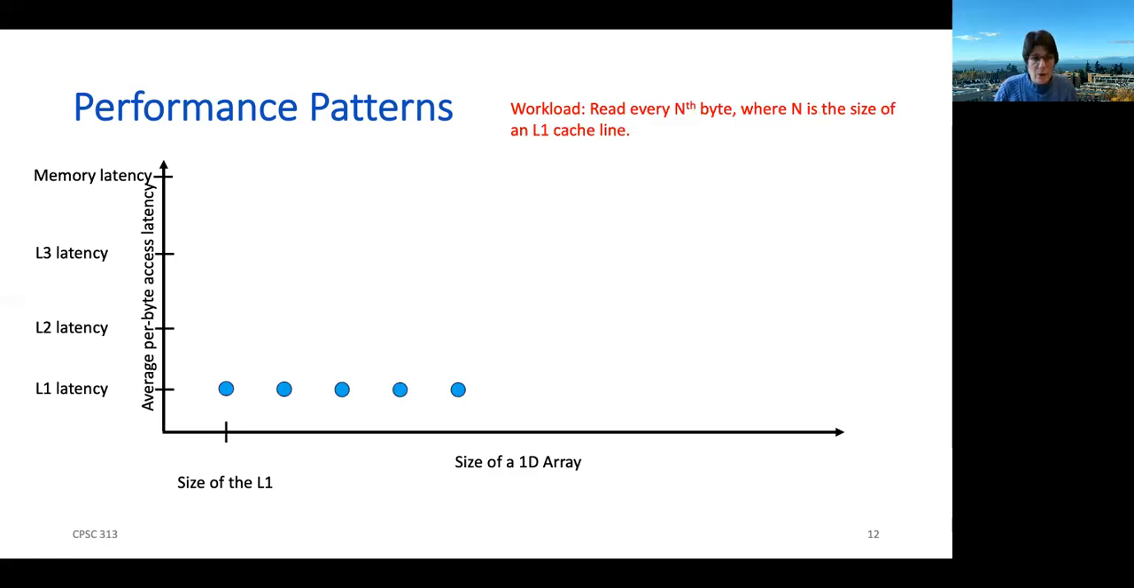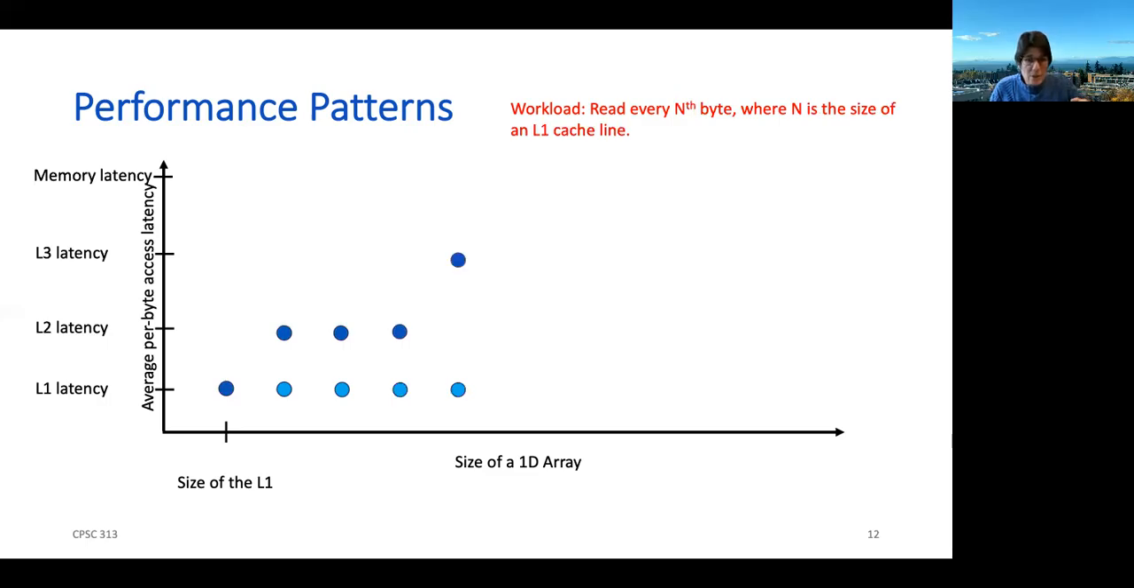But now let's change the workload, and now we're going to read every nth byte. Let's start by sizing n to be exactly the size of a cache line. So on every access, we're going to access a new cache line, but we're going to read the array many, many times. When the array is exactly the size of the L1, we're in good shape. The performance is still that of the L1. But as soon as our array is a little bit bigger than that, remember, we're going to take a miss on every single access because we're doing cache line size accesses. Then I'm going to start getting the L2 cache performance.